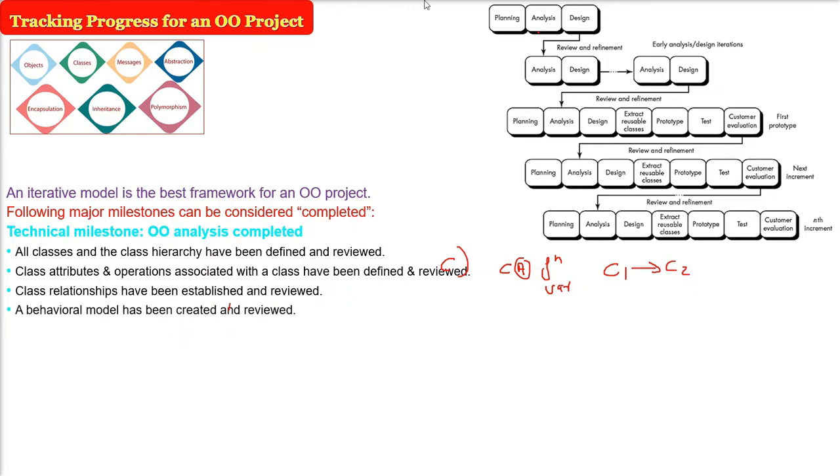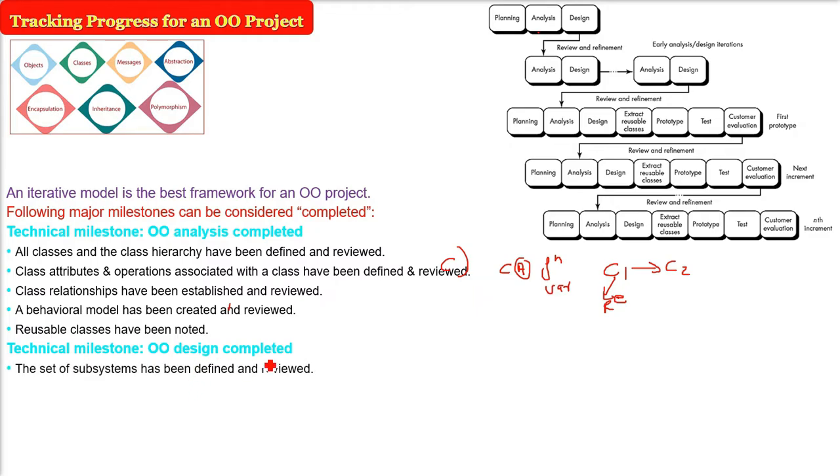And the behavioral model has been created and reviewed, and the classes which we are reusing have also been noted down. So this marks the completion of the first milestone. So we can say that this first milestone is achieved, is completed. The second milestone will be the technical milestone of object-oriented design.